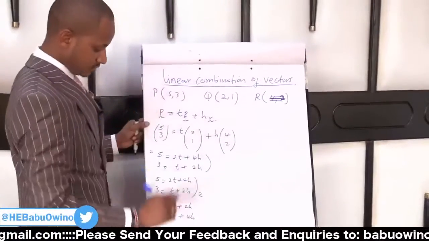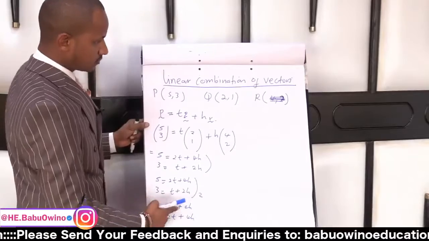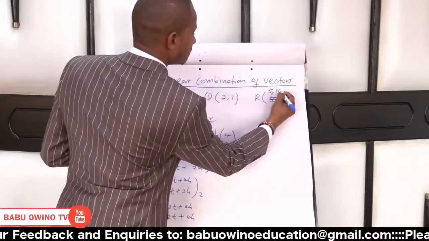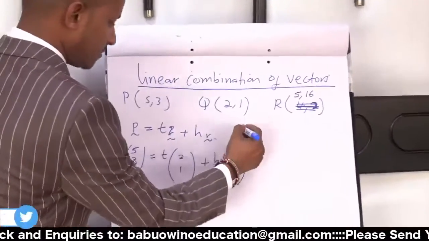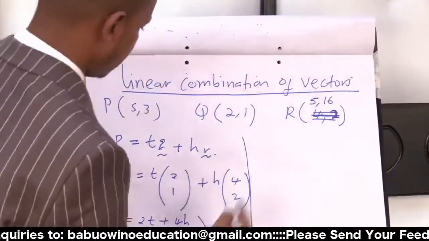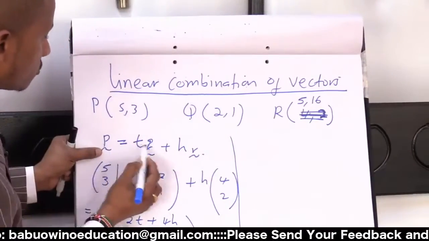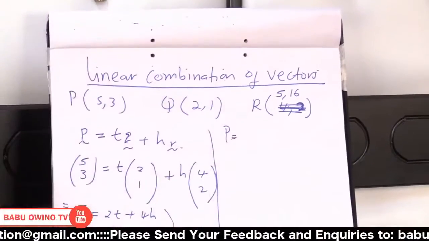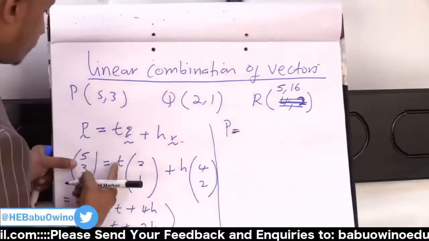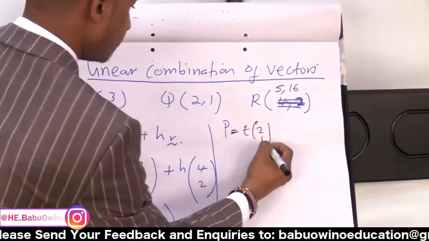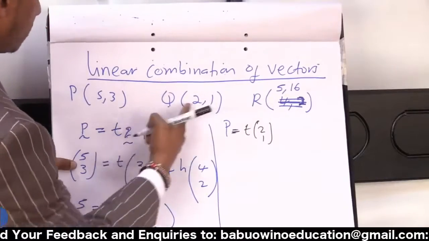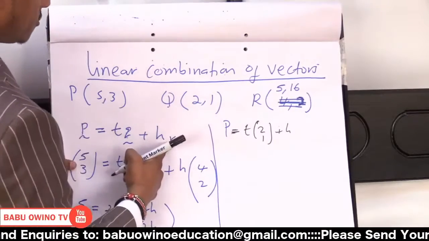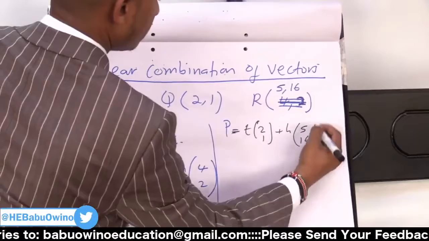There is no mistake made. It's only that these values are all coming to 0. So when it comes to 0, because I'm using the examples offered, we can change this to be even 5, 16. So the same method, I just want you to follow it here closely. Just use the same method. P equals T of Q, plus H of R. So our R is 5, 16.